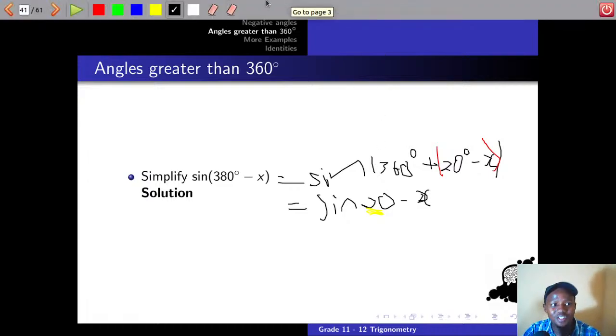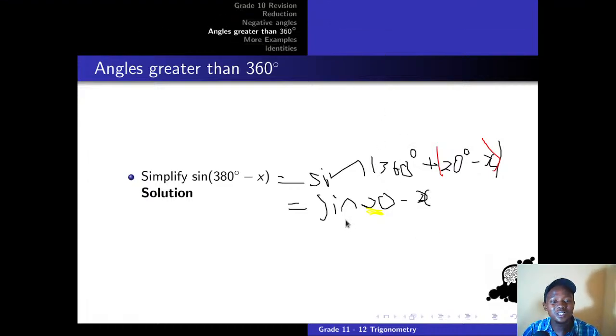Now, if you're watching this and you're in grade 12, you will be taught a technique on how to further simplify this. However, if you're in grade 11, this is sufficient. Please take note that the grade 12 working of this is beyond the scope of this lesson.